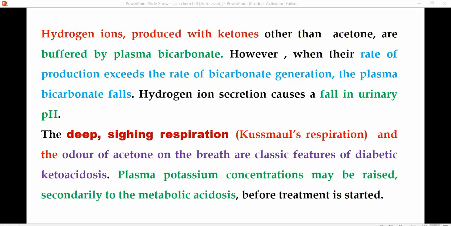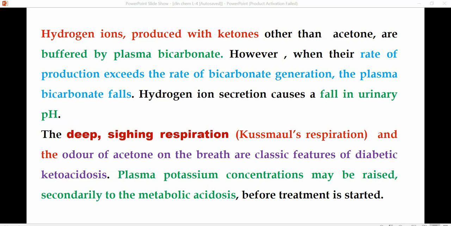The disturbance in the electrolytes results from increased hydrogen ion production with ketones, because these ketone bodies would be buffered by plasma bicarbonate to neutralize this acidity. However, the rate of production of further bicarbonate would be exceeded, resulting in an acidic state.